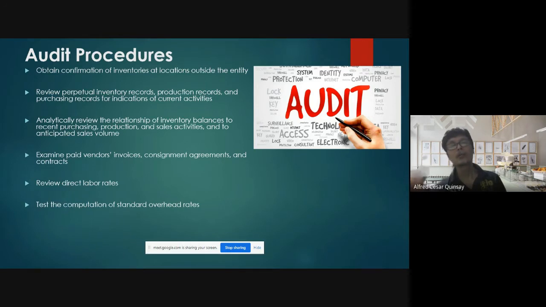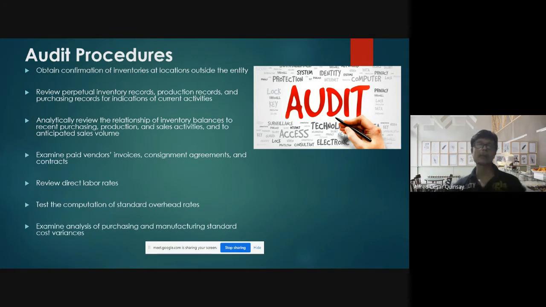And test the computation of standard overhead rates. So like we said a while ago, kasama yan, especially in a manufacturing company, wherein ang isang inventory is not only composed of direct materials. Of course, kasama dyan yung direct labor and yung factory overhead, which of course a big part of that yung sa mga standard overhead rates. And then examine analysis of purchasing and manufacturing standard cost variances.